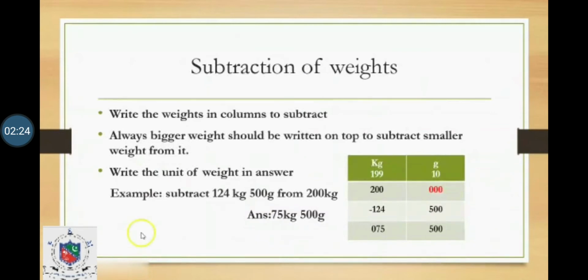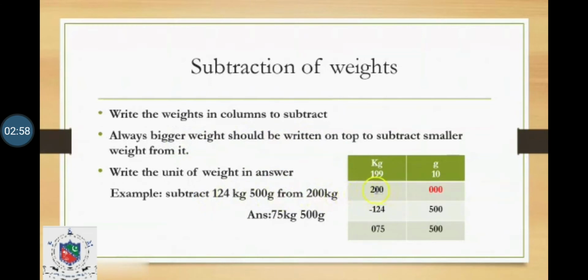And to subtract the units of weight, like here is the example, we have to subtract 124 kilogram 500 gram from 200 kilogram. So, we have to follow the steps. We have to write the weights in the columns to subtract, and always the bigger weight should be written on top to subtract the smaller weight from it. And don't forget to write the units of weight in the answer.